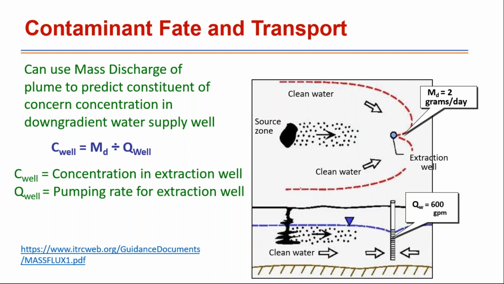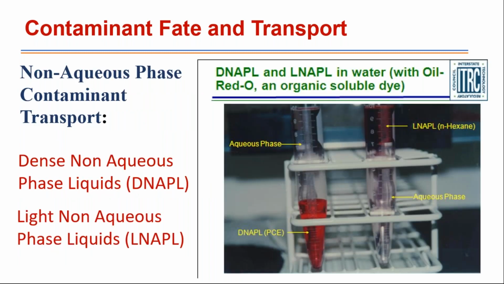The discharge from the contamination is 2 grams per day, but if you have 600 gallons per minute, you may not even be able to measure it in the well. So you can calculate that. Again, go to the mass flux document, which will help you get more detail about this.